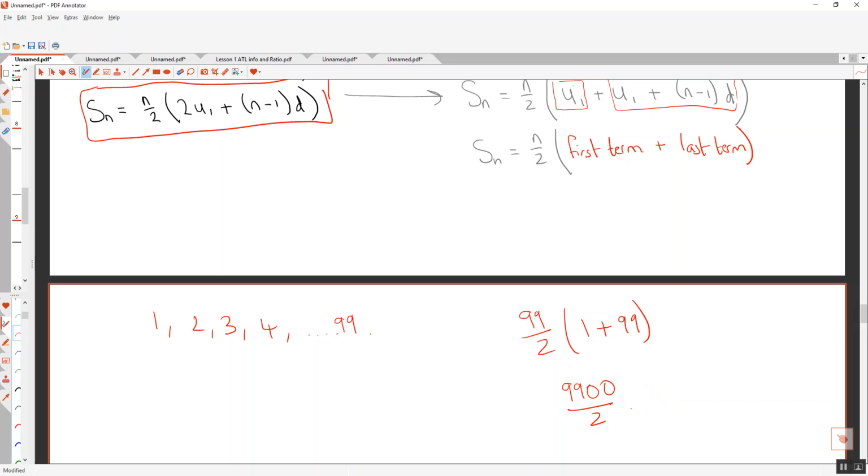Yeah. So that's why a lot of people, if you ask them, what's the sum of the numbers from 1 to 100, some people can just do it like that because they're actually using this kind of method.